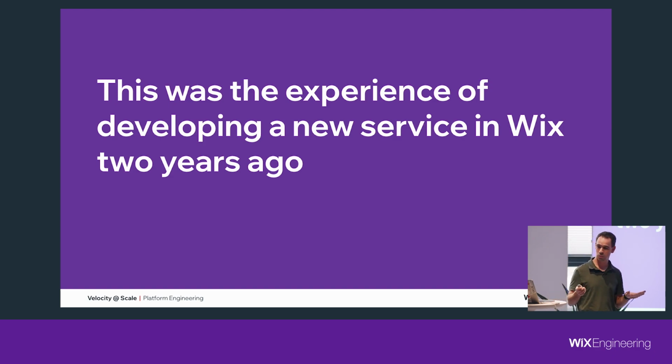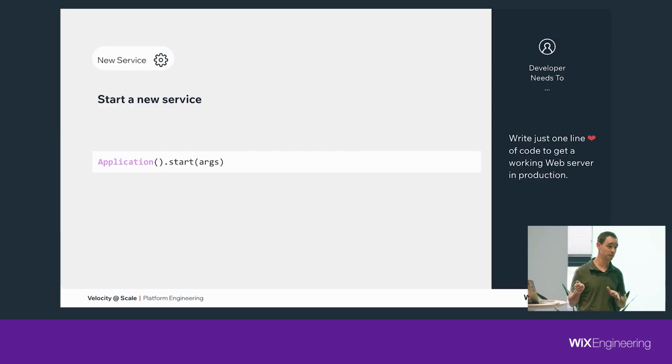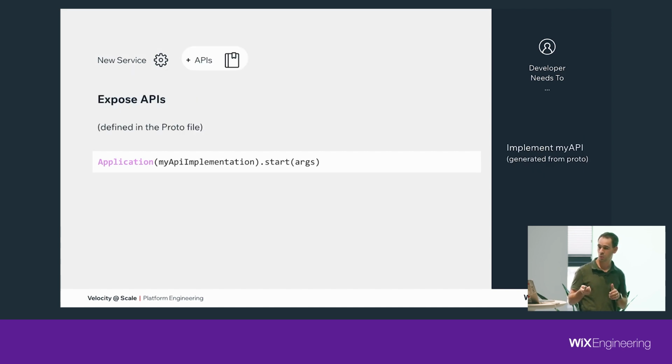So 2 years ago, this is what it looked like to develop a service in Wix. You want to start a service, so this is one line to start it. You want to expose an API in Proto. The idea is that you define it in Proto, although it wasn't always this way. So you just bootstrap the implementation of the API, and there you go. You have a running server. Don't need to worry about all the details.